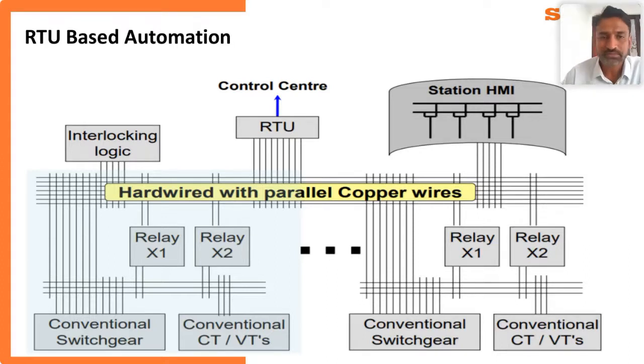Okay, fine. So when it comes to the RTU based automation system, what happens? You have already installed relays, you already have the breakers and everything to be automated. So what you need to do is take all these DIs, digital inputs, digital outputs, meter data and relay data, completely hardwired with copper wires to the RTU. This is what RTU based automation looks like. You can see the earlier slide.